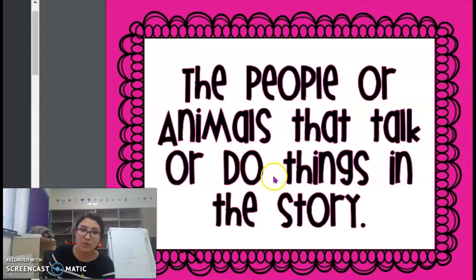Now in this story, the people aren't the only ones talking. It's also the animals, right? And little gingerbread man, is he an animal or a creature? He's a creature that comes to life and talks, right? Little cookie that comes to life. So that's characters. The people or animals or creatures that talk or do things in the story.